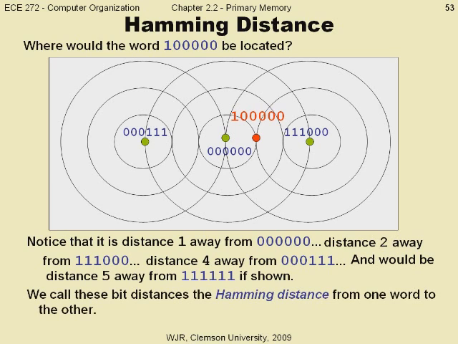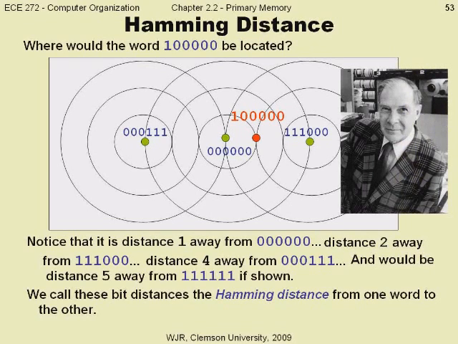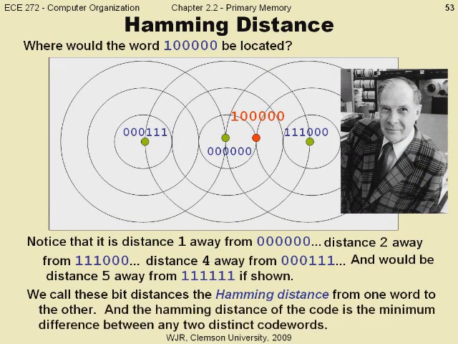This bit distance from one code word to another is called the Hamming distance between code words, which was named for mathematician and coding theorist Richard Hamming. And the Hamming distance of a code is the minimum distance from any one code word to any other distinct code word. So what is the minimum distance of this code? Well, it is 3, since every code word is at least 3 bits from any other.